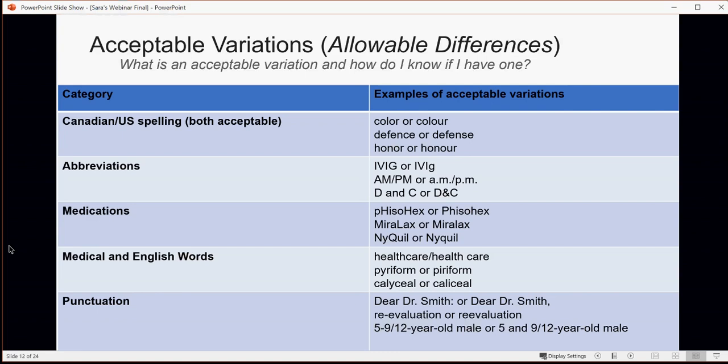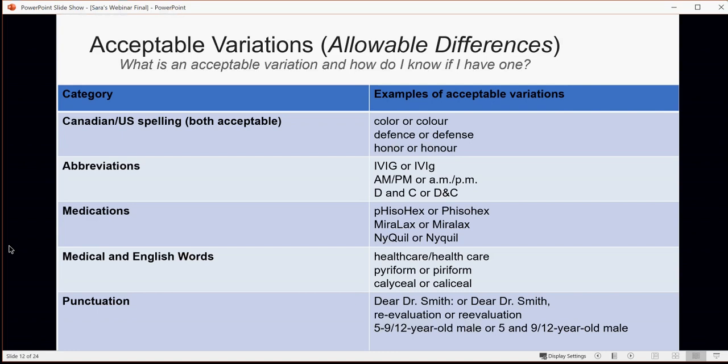So if you type it with a small p, or with a capital P and the rest lowercase, that's fine. Miralax, same thing. NyQuil, capital Q or lowercase q. If the key does it differently than you, it's going to show as a difference, but in this case, it's allowable.